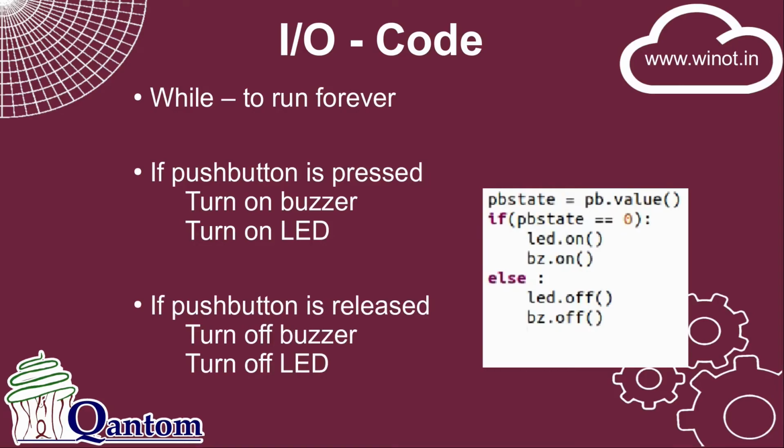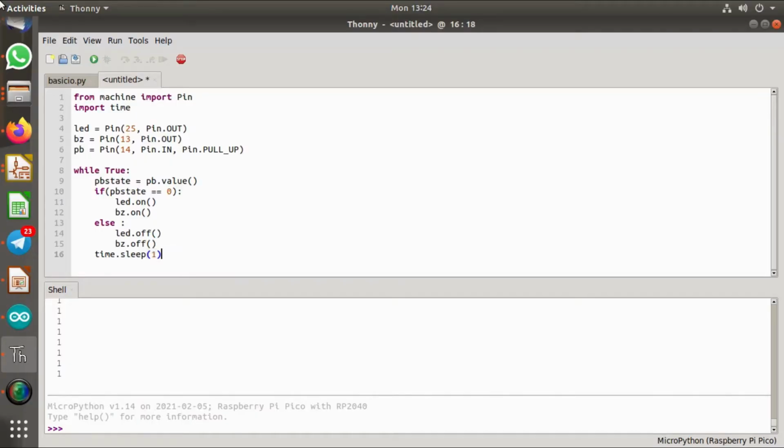The if statement compares the value of the PB state with 0. If the value is equal to 0, it means that the push button has been pressed. And when the push button has been pressed, we turn on the buzzer and the LED. The pin class's on method sets the state of the pin to high. By setting it to high, we are turning on the device connected to the pin. If the button has not been pressed, then we turn off the buzzer and the LED. Finally, we use the time.sleep(1) to give 1 second rest to the microcontroller. During that time, the microcontroller does nothing.